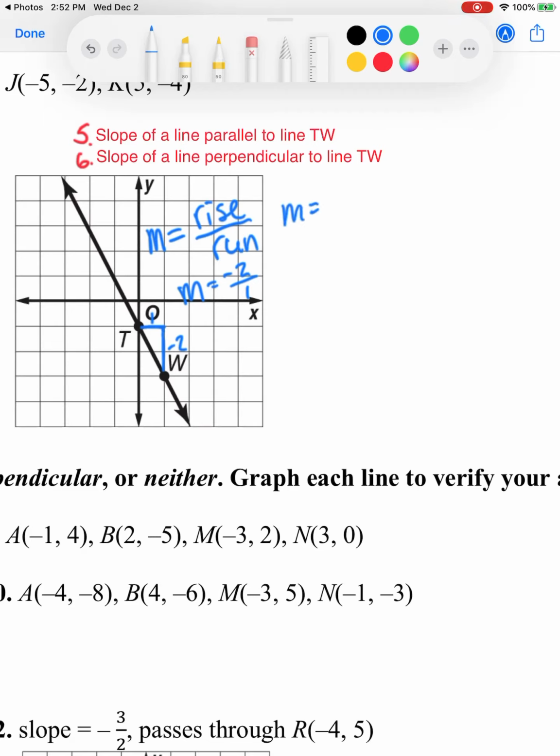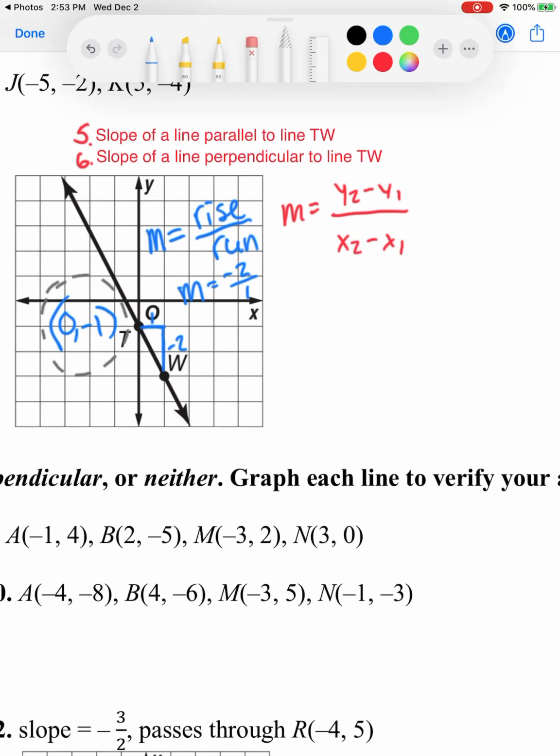Some people don't like doing it that way. Some people prefer the formula, which of course is slope equals y2 minus y1 over x2 minus x1. And so for this one, we would need our 2 points, which point T is 0, -1, and then point W.